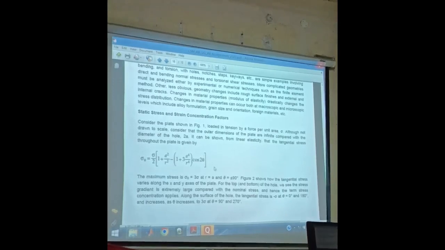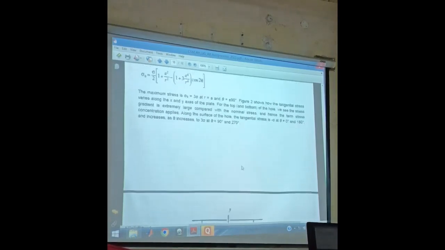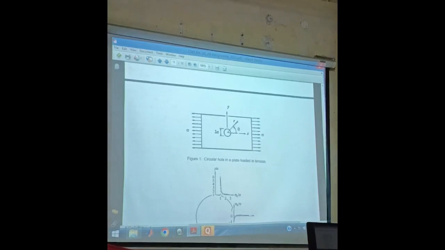Followed by this expression. If you put theta equal to 0, first of all let it be r. This is the radius of the circle, and r is the distance at which we are looking for the stress concentrations. A is the area, radius, and r is the distance we are looking for, and this is the theta.